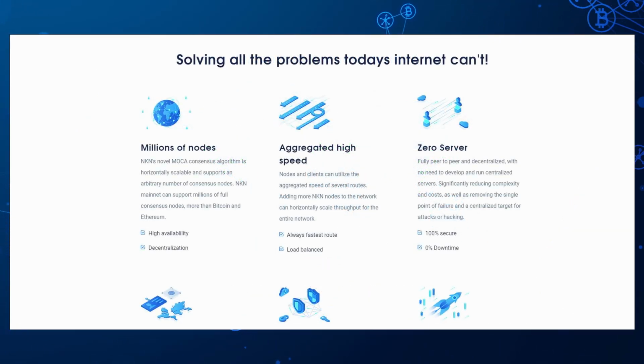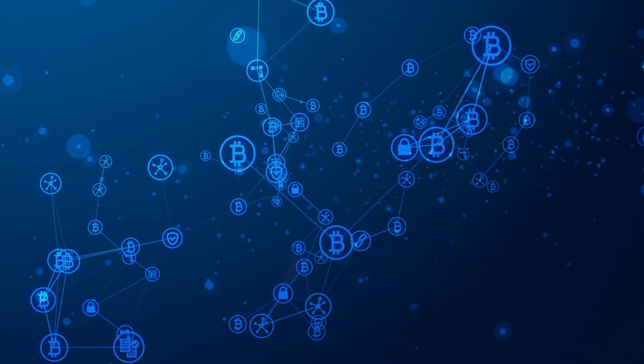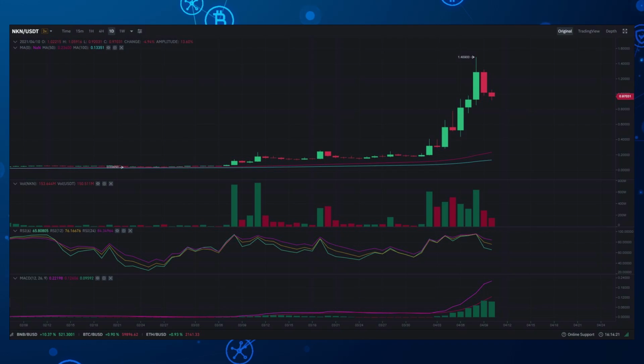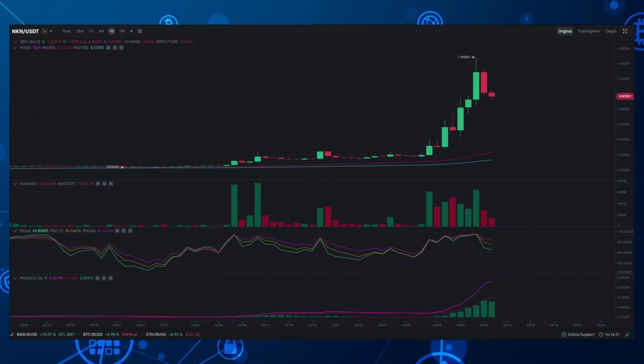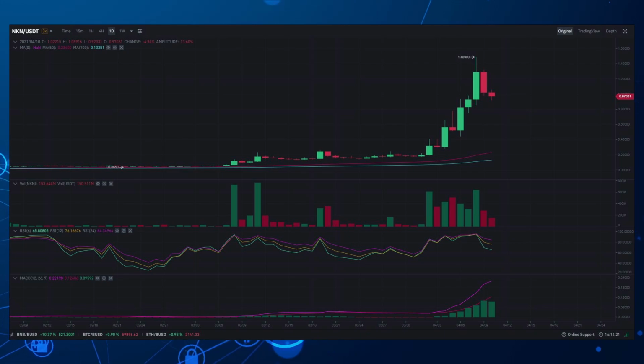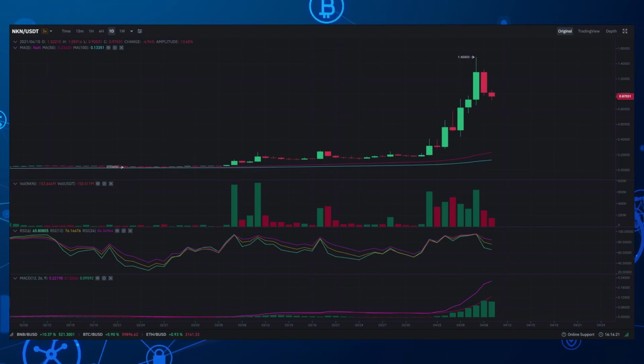Total supply is 700 million, max supply of 1 billion, circulating supply is at 58%. Today's high is $1.08. Today's low is 92 cents. The 52-week high is $1.49, which took place recently, and the 52-week low is $0.0055.